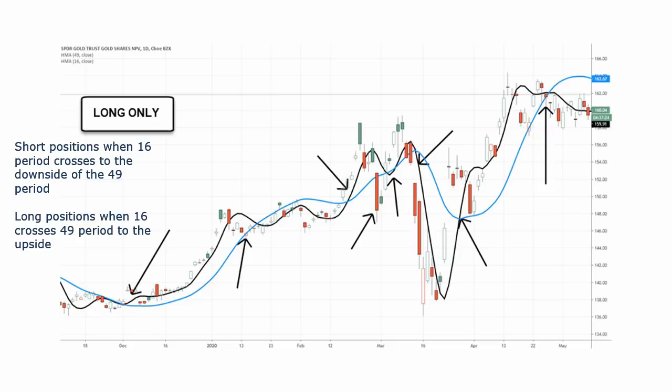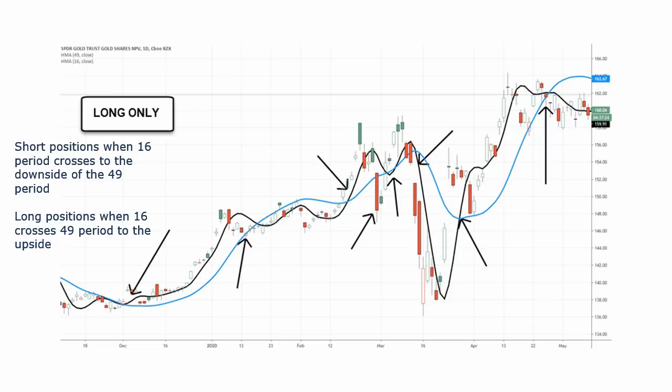So short is when the 16 crosses to the downside of the 49, and long when the 16 crosses up over top of the 49. Here we're just going to look at long only trades, okay? And there are a lot of crossovers, and this is a daily futures chart. It's gold. And there are some in direct violation of the longer term trend, as you can see.